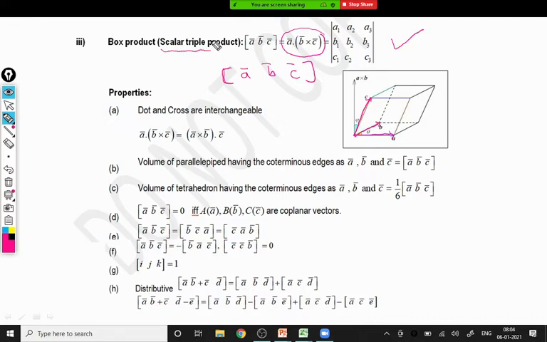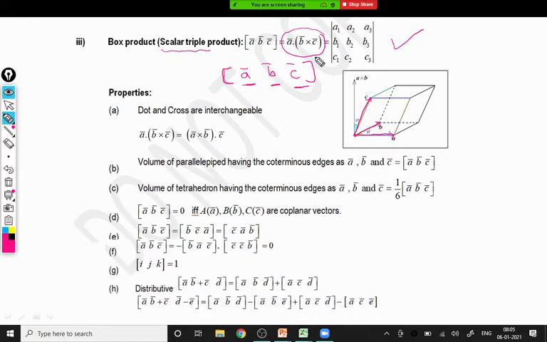Obviously this is a scalar product. The resultant quantity is a scalar because when we evaluate this 3 by 3 determinant, we get some number. The first row is the components of vector A bar, the second row is the components of B bar, and the third row is the components of vector C bar. So that is the definition of the scalar triple product, or the box product. Whatever properties we have for the box product are nothing but the properties of the determinant. If you know the determinant properties, you can easily write the properties of the box product.